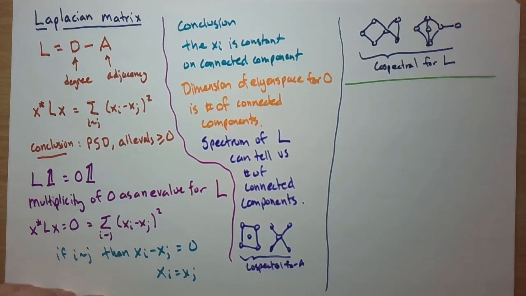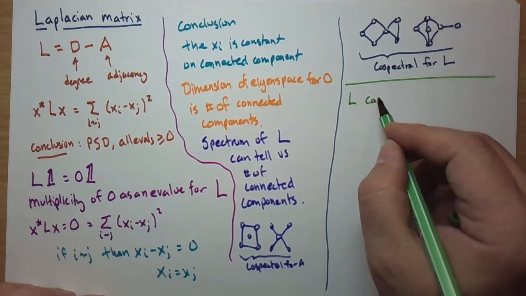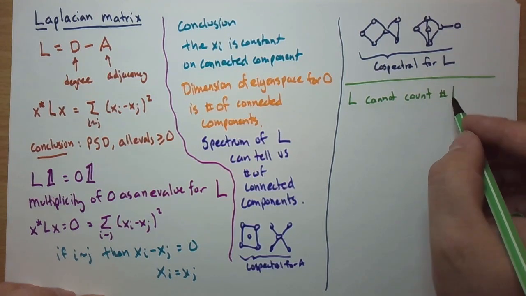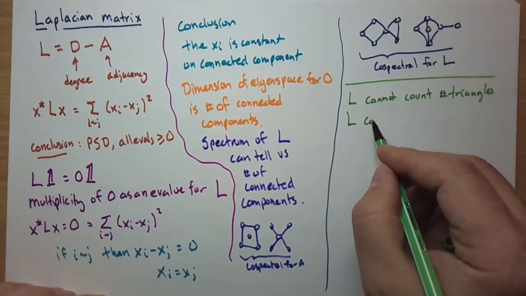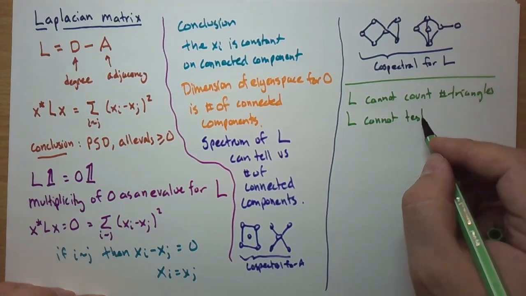All right, we'll add some comments here. So L cannot count number of triangles. L cannot test bipartite.